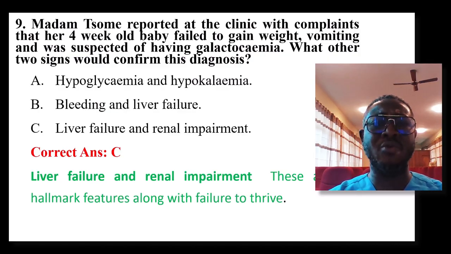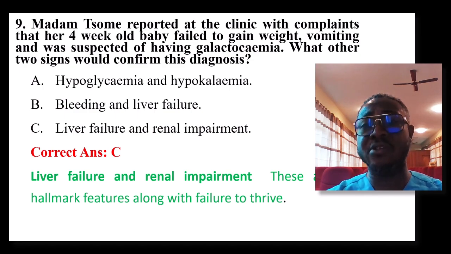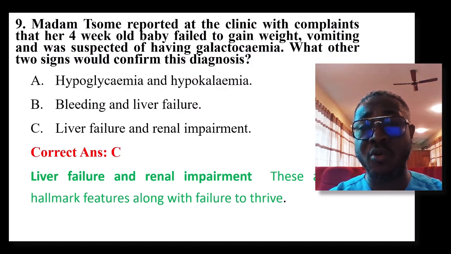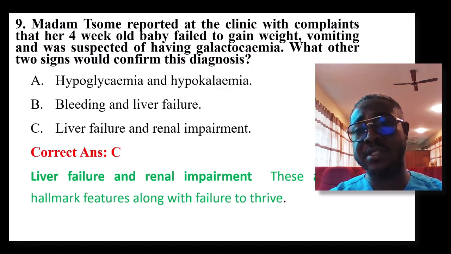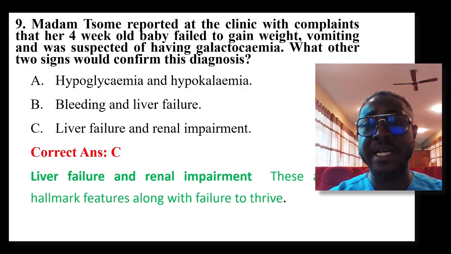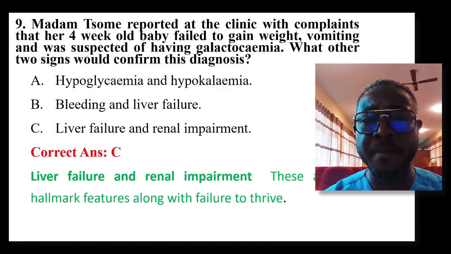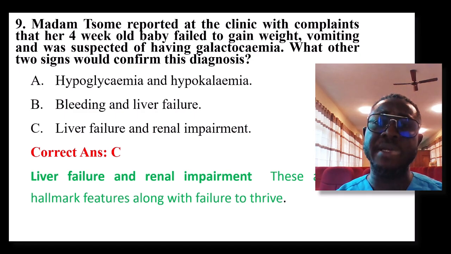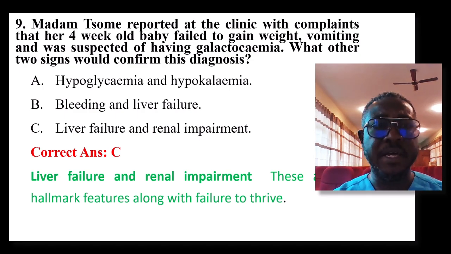Baby is not getting the glucose. How can the cells use the glucose? How can the baby thrive? The baby grow? No. Okay, and for hypoglycemia, yes, but not hypokalemia. Bleeding disorder, yes, it can also lead to bleeding disorder because the accumulation of the galactose in the blood can also damage the liver, which then cannot perform its function in relation to synthesis of clotting factors, which can lead to bleeding. But that is not a hallmark. Okay, the hallmark is what? Liver failure, renal impairment, and failure to thrive. Now let's look at the next question.